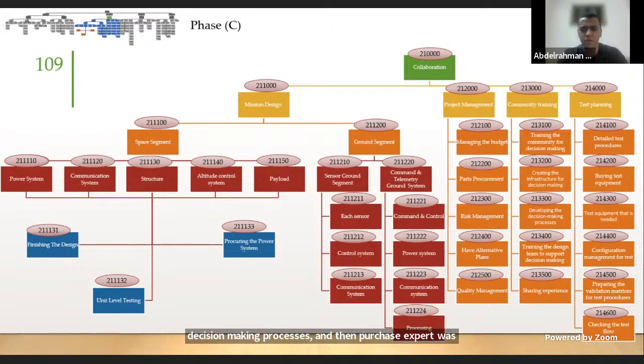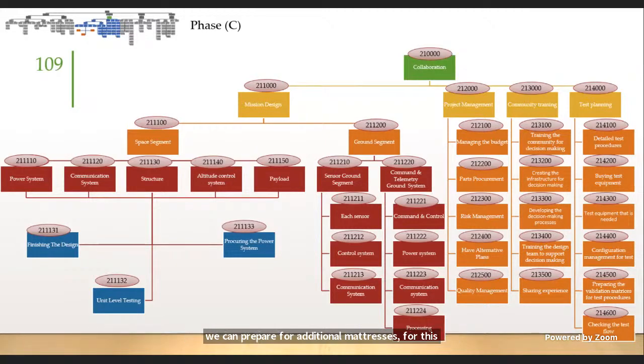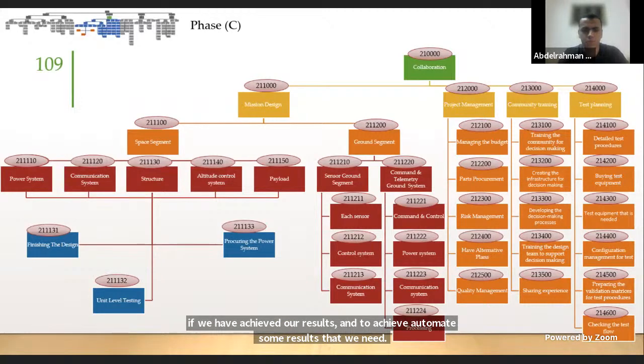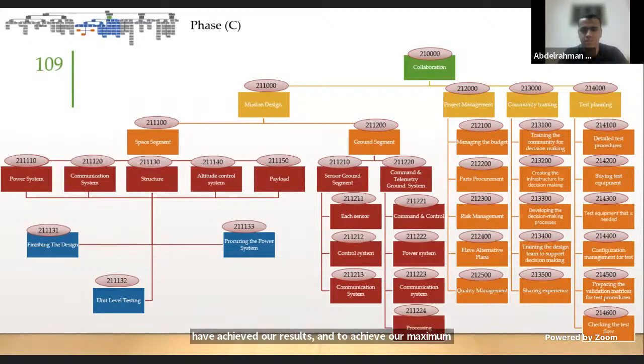And for test planning, we should study each test procedure in detail and then buy the test equipment and configure management for the test. Then we can prepare validation matrices for test procedures and then check the test flow, which is the most important part, to see if we have achieved our results and to achieve the maximum results that we need. And that's it for this part. And next will go Ahmed Magdi.